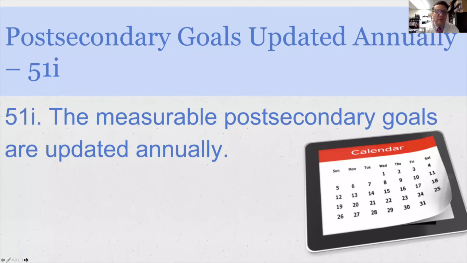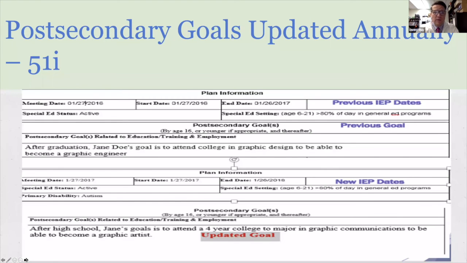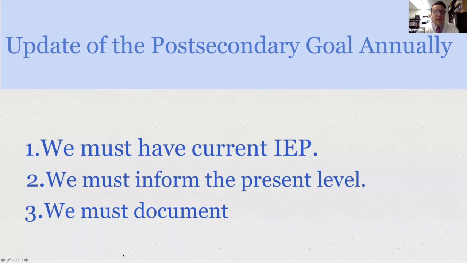So we come to this 51I, the measurable post-secondary goals are updated annually. We know that there are certain things that we need to do to make sure that the goals are updated annually. It's not enough just to have a current IEP, an IEP that's in compliance and doesn't have a dead timeline, but there's more to it than that. This is a screenshot of what it looks like once we get the information. Here are the things that we must do. We must have a current IEP for meeting this particular item on the record review document. We must inform the present levels, and we must document.